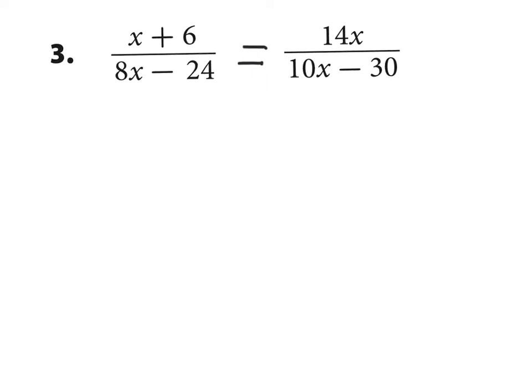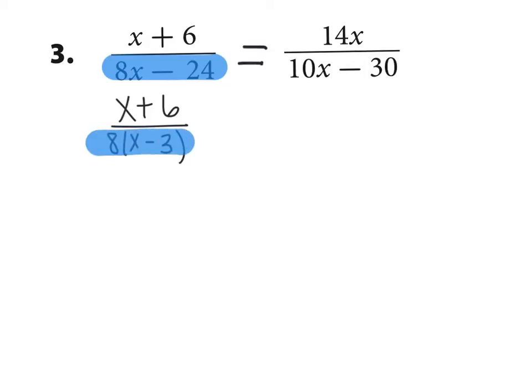So in order to find common denominators, I must first factor each of my denominators. So I'm going to leave my x plus 6 alone on top. I have 8x minus 24. I can factor an 8 out of that, and I'm left with x minus 3. So I did not make that up. That 8x minus 24 factors into 8 times x minus 3.